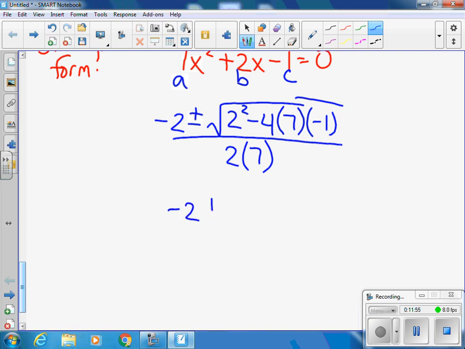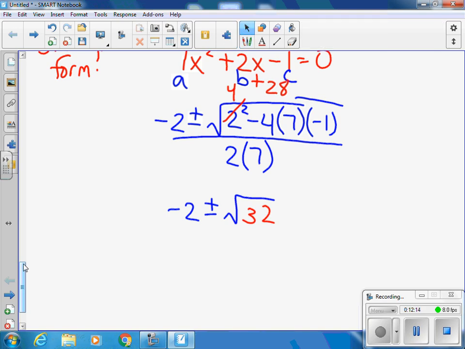So negative 2 plus or minus radical, and let's get that one number that's under there. 2 squared turns into 4, and then negative 4 times 7 is negative 28. Negative 28 times negative 1 is a positive 28. So 4 plus 28 is going to make 32 under that radical sign. And then we're going to divide by 2 times 7, which is 14.